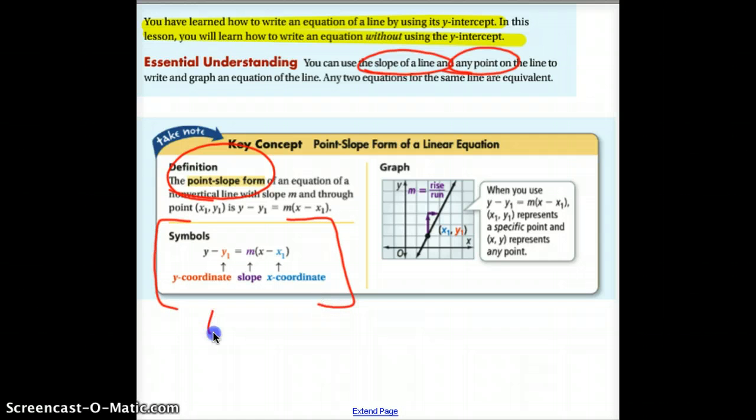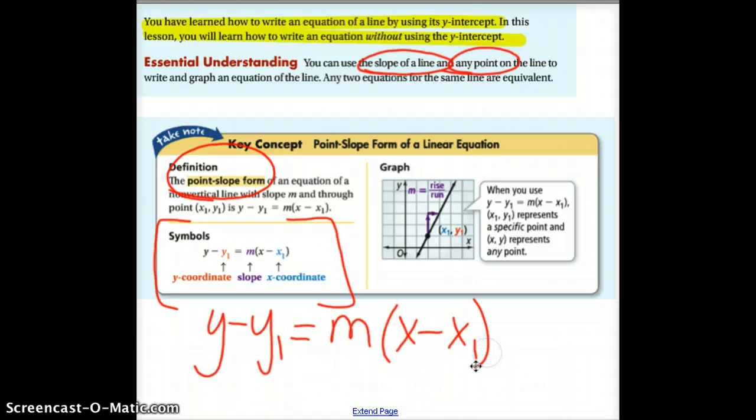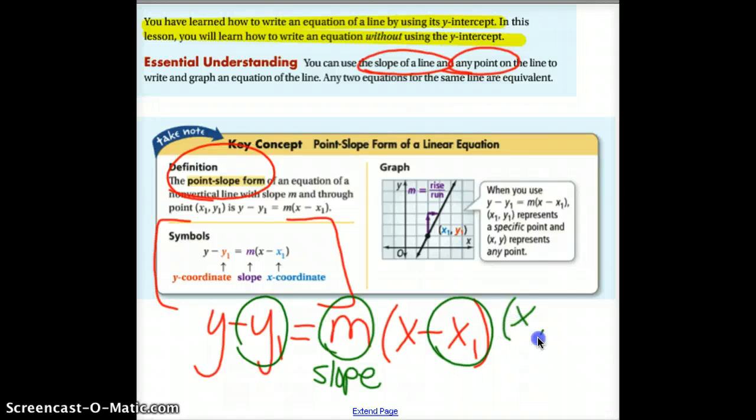Point slope form is y minus y1 equals m times x minus x1. Now, just like slope-intercept, m is your slope of the line, which you're always given, and the y1 and x1 is any point that falls on a line. So when you do an equation in point slope form, your equation might look different than your neighbor's because you could have picked a different coordinate point to graph on your line. Now let me show you this in an example. It might make more sense.